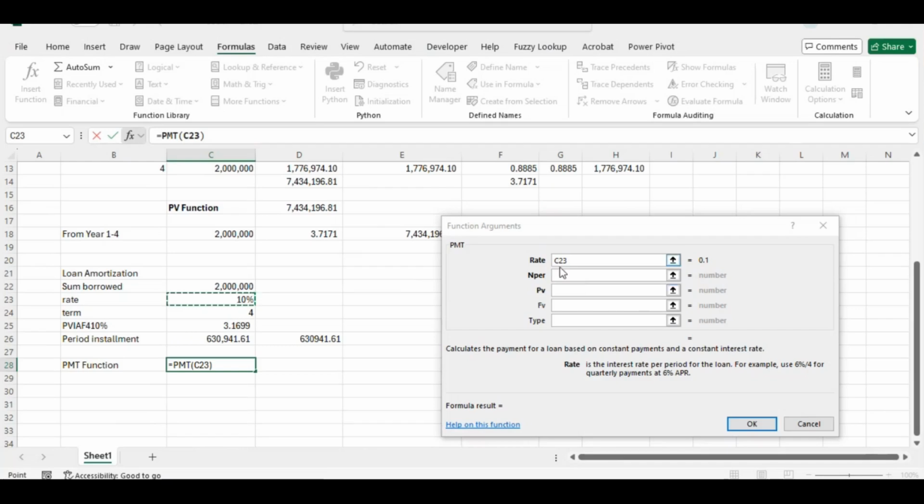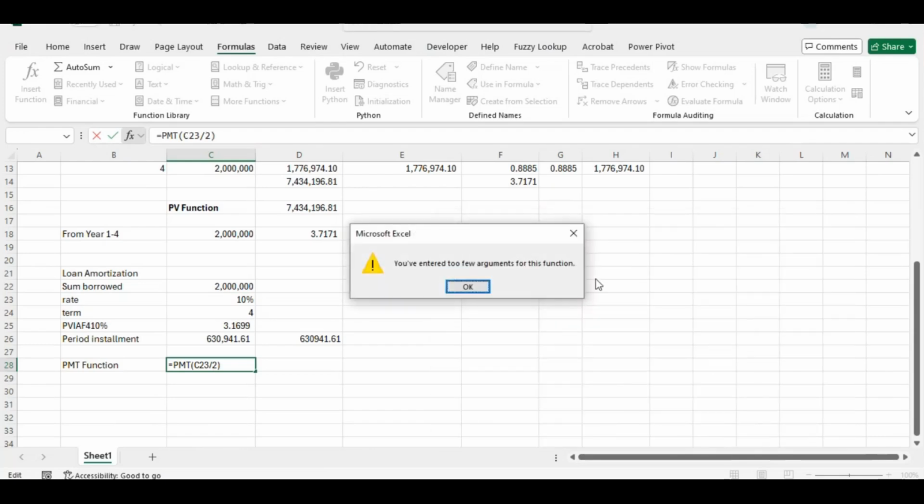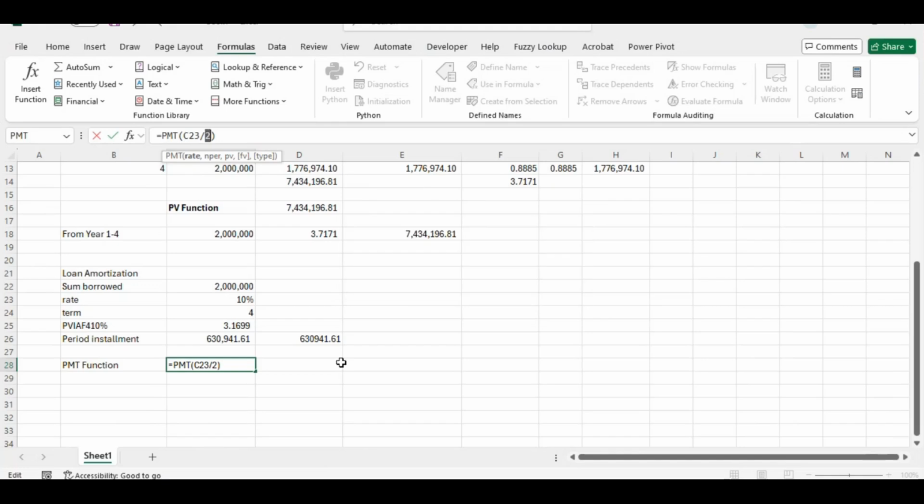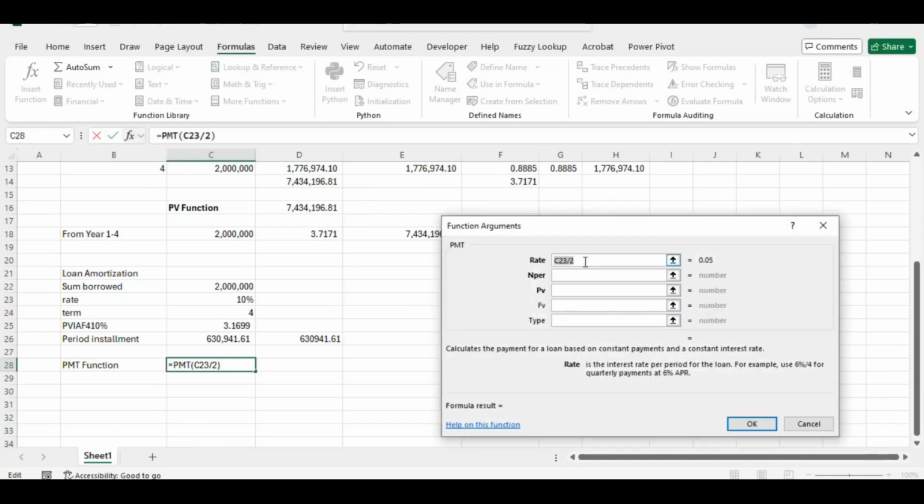If the terms of the loan was semi-annually, then I could have divided this rate by 2 to make it 5%. But because it is annually, that is why I've not divided it by 2.